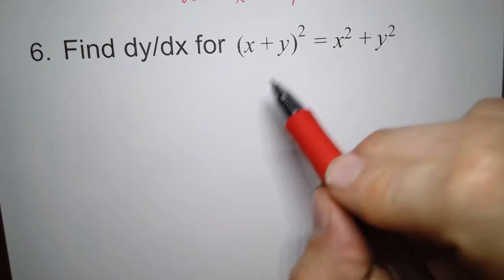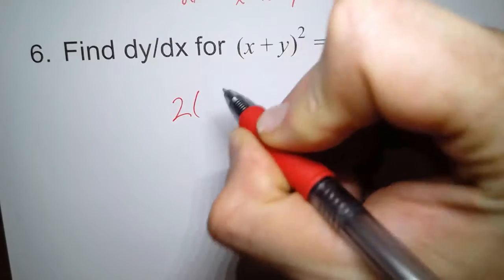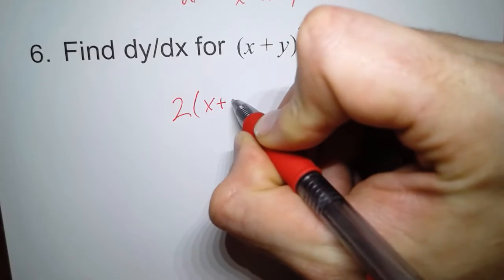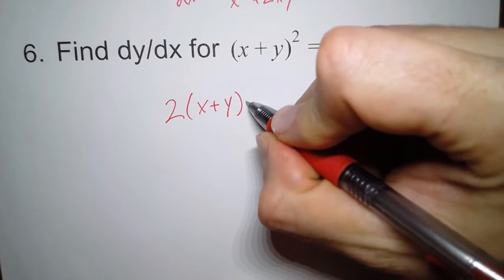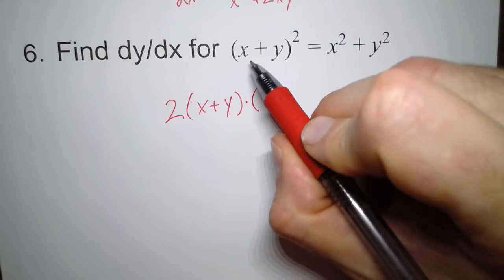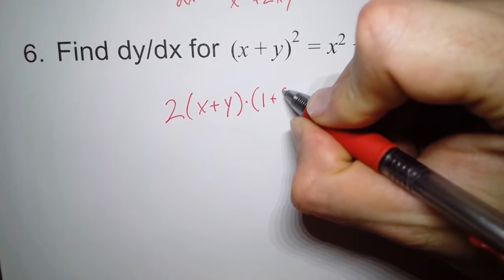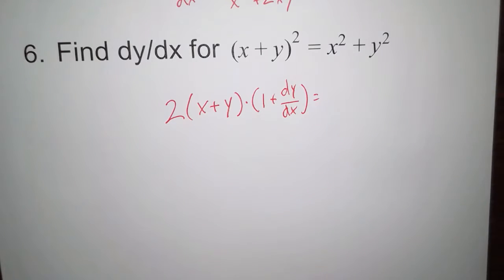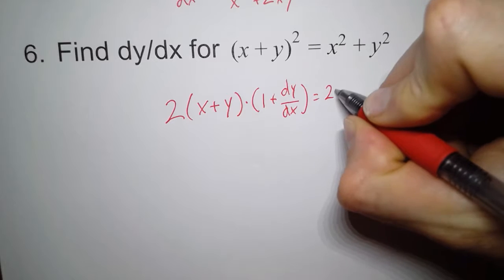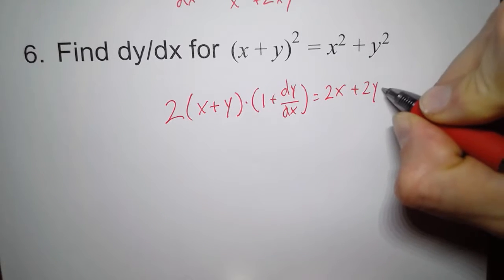So when we take the derivative of the outside, it's going to be 2, and we're going to leave the inside alone, times x plus y. But then we multiply by the derivative of the inside. So derivative of x is 1, and the derivative of y is dy/dx. Over here, x squared becomes 2x. The derivative of y squared becomes 2y times dy/dx.